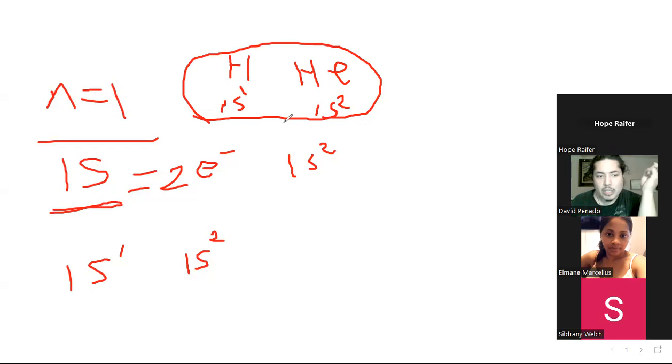So when they ask what's the electronic configuration of hydrogen, it would be 1s1. The electronic configuration of helium, 1s2. So N1 always has 1s.